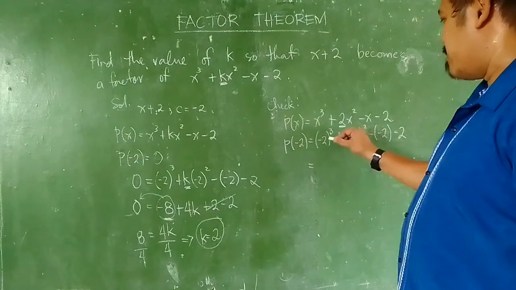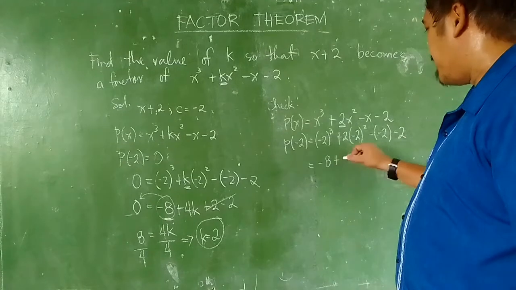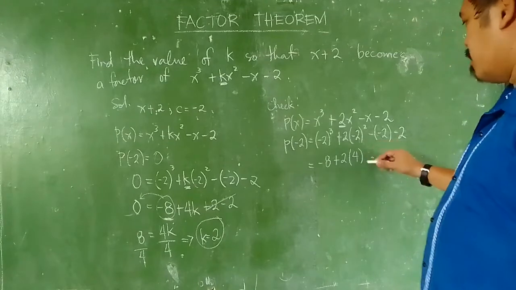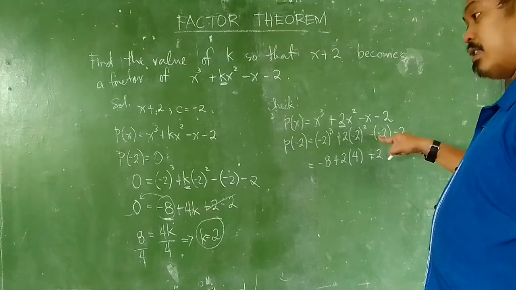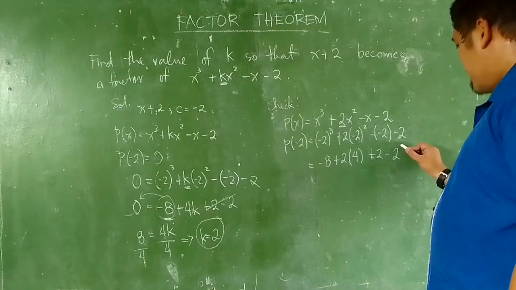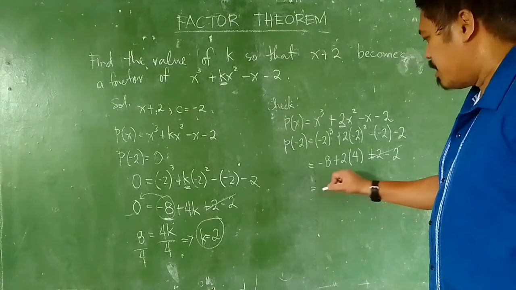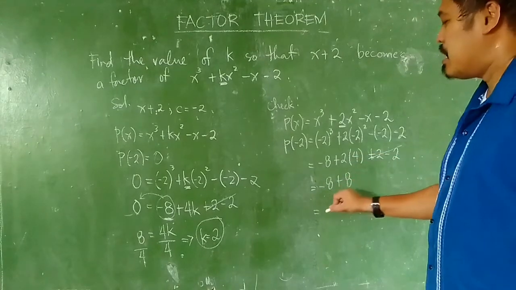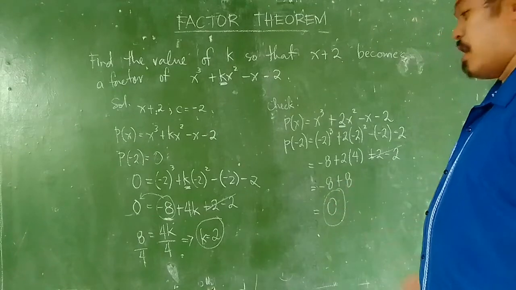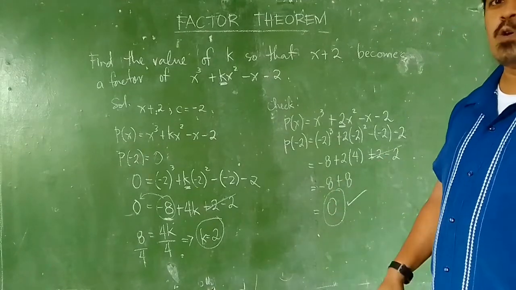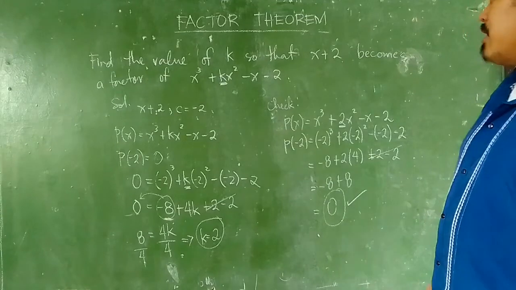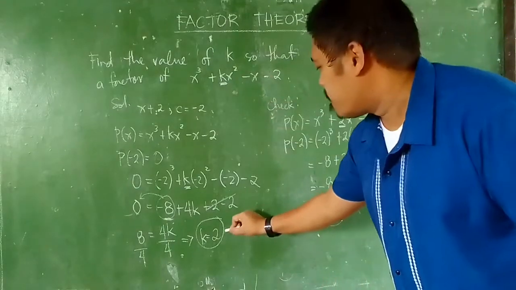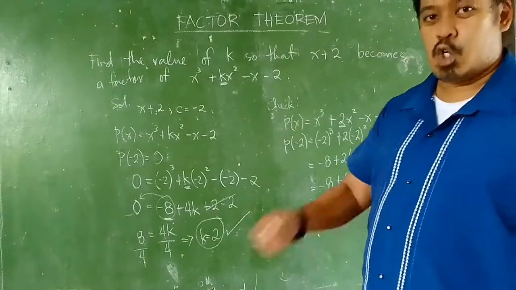So, check natin. This is negative 8, plus 2 times the quantity, this becomes 4 this time kasi magiging positive, plus 2 kasi negative times negative becomes positive, minus 2. Magiging 0 na yan. So, matitira, we have the negative 8 plus 8. Obviously, it becomes 0. So, dahil nag-0 yung remainder, we can say right now that x plus 2 here is a factor of this function. Therefore, your value of k, which is 2, is correct.